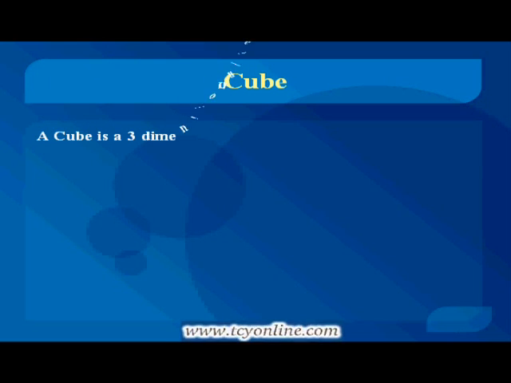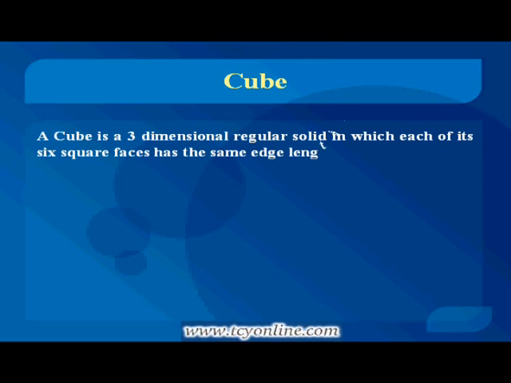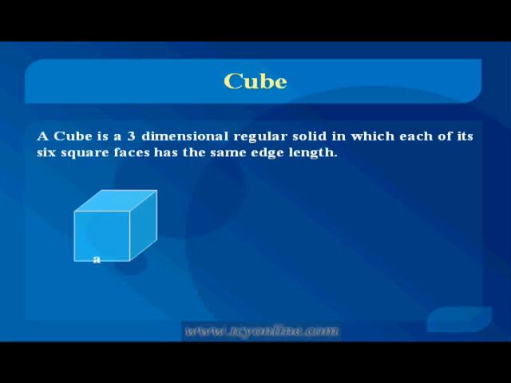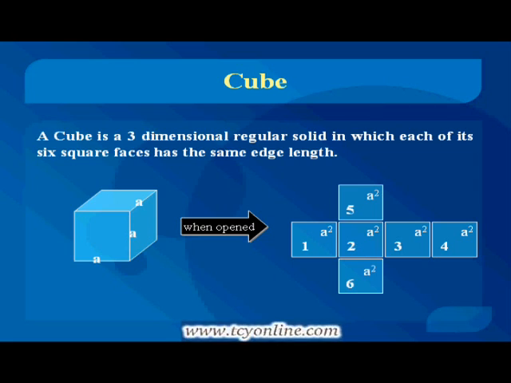We shall now deal with another geometric figure called a cube. A cube is defined as a three-dimensional regular solid in which each of its 6 square faces has the same edge length. In this geometric representation, the edge length is denoted by small a. When it is opened, 6 square faces can be seen with equal area, that is a square.